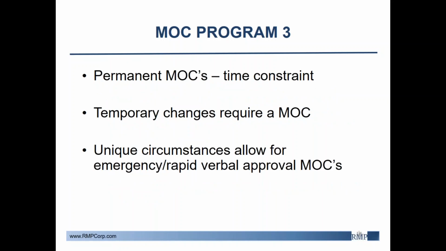There are 3 variations of MOCs that I will briefly touch upon that are listed on the slide. The first are permanent MOCs, which include changes to the system that are permanent and must have established time limits on how long an approved MOC can exist without being implemented before it is voided or re-reviewed or re-approved. Temporary changes require an MOC. Temporary MOCs must have steps required to return the process to its approved status when a temporary change has expired, along with a minimum duration allowed for temporary changes, beyond which additional authorizations are needed.